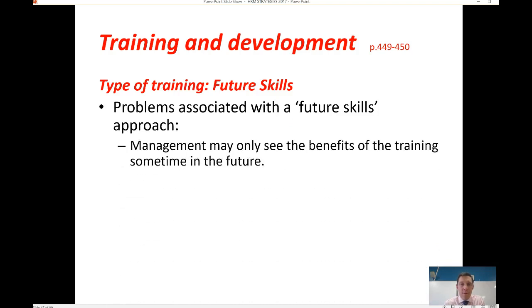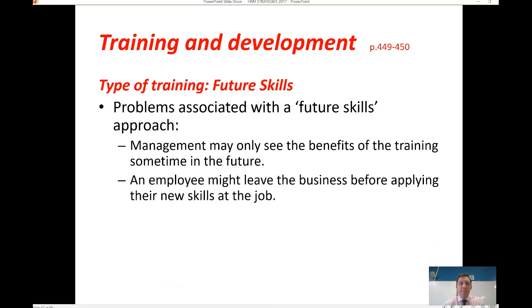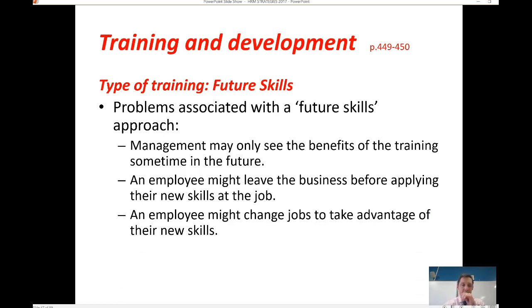There are some problems with that future skills approach, however. Management might only see the benefits of the training sometime in the future. An employee might leave the business before applying their new skills at the job. So you can spend a lot of money on training, and that person in 3 months' time says, sorry, I'm leaving, I'm going to another job, and the organisation has just spent a fair bit of money training that person, and they lose that benefit.